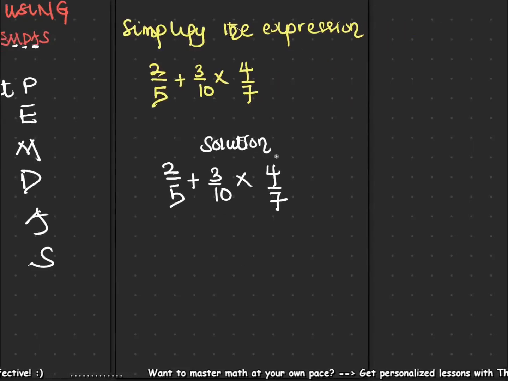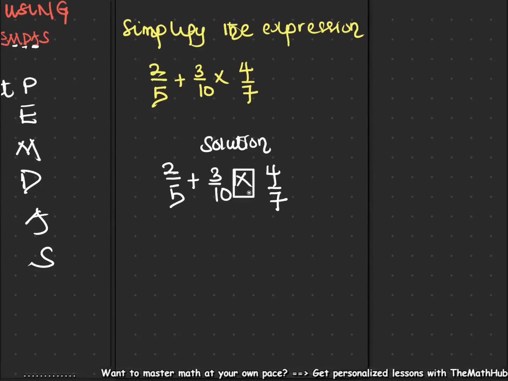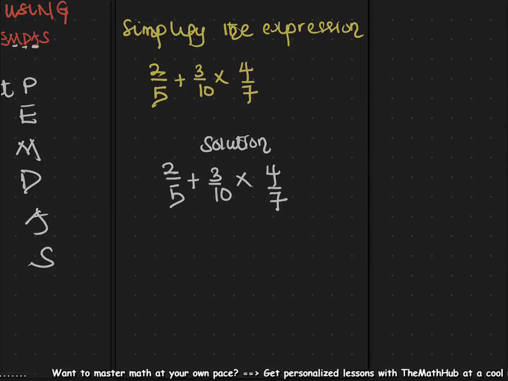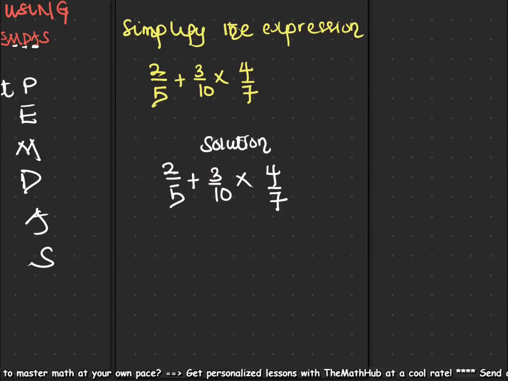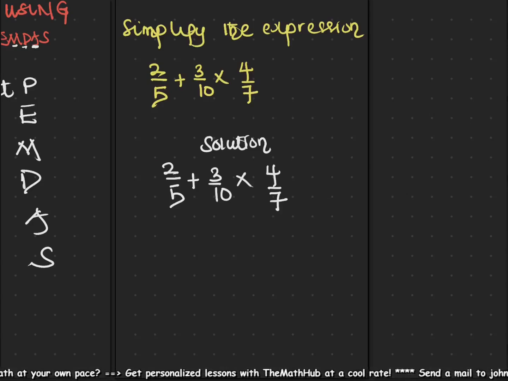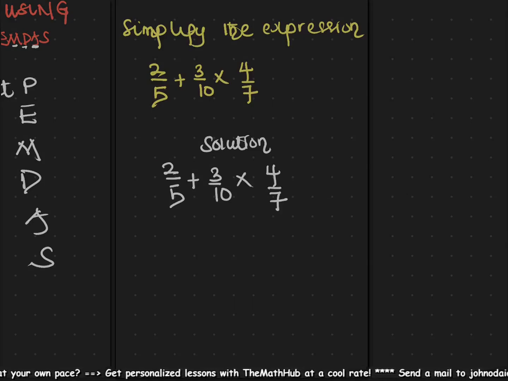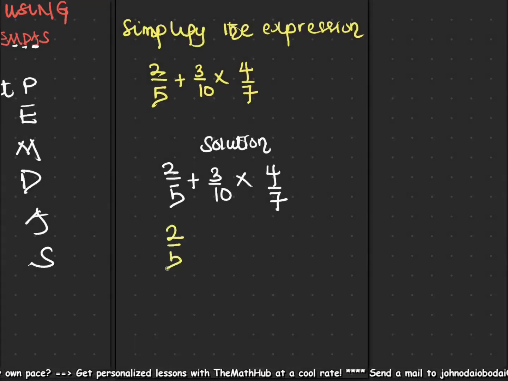There is multiplication here. And what does this multiplication do? It multiplies this term and this term. So let's take note of that. The multiplication multiplies these terms here. Hence, we have to solve that first. In solving that first, it simply means we are not going to have anything to do with this first one here. So 2 over 5 remains as it is. Plus, then we solve our multiplication first.